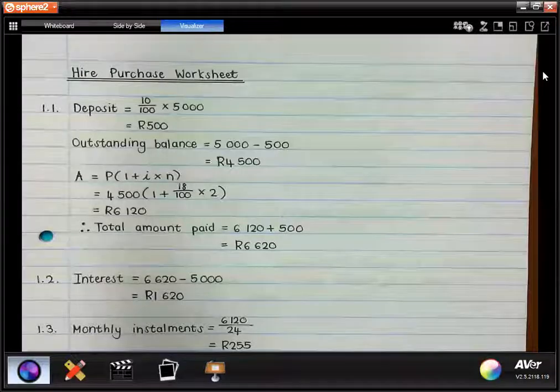Let's get it out, please. Let's mark my purchase worksheet.